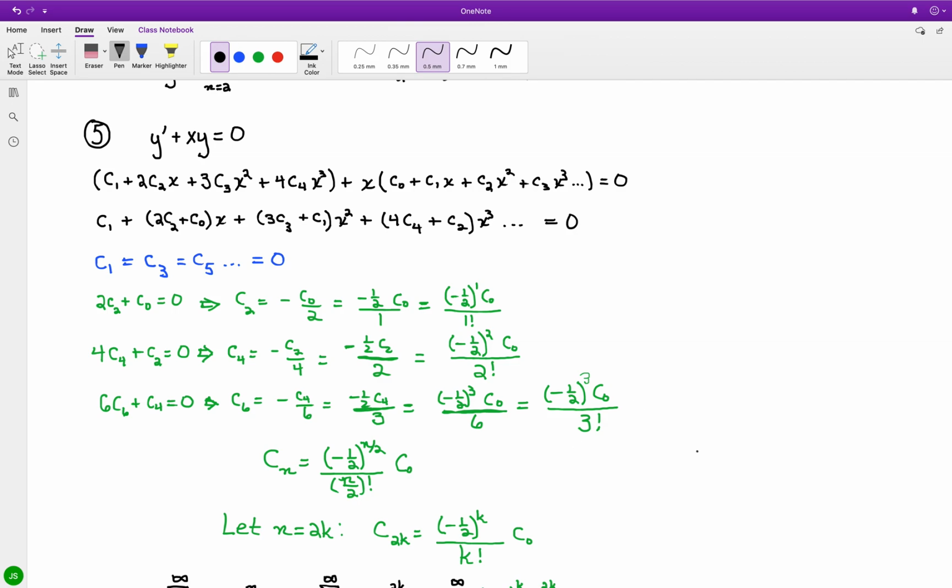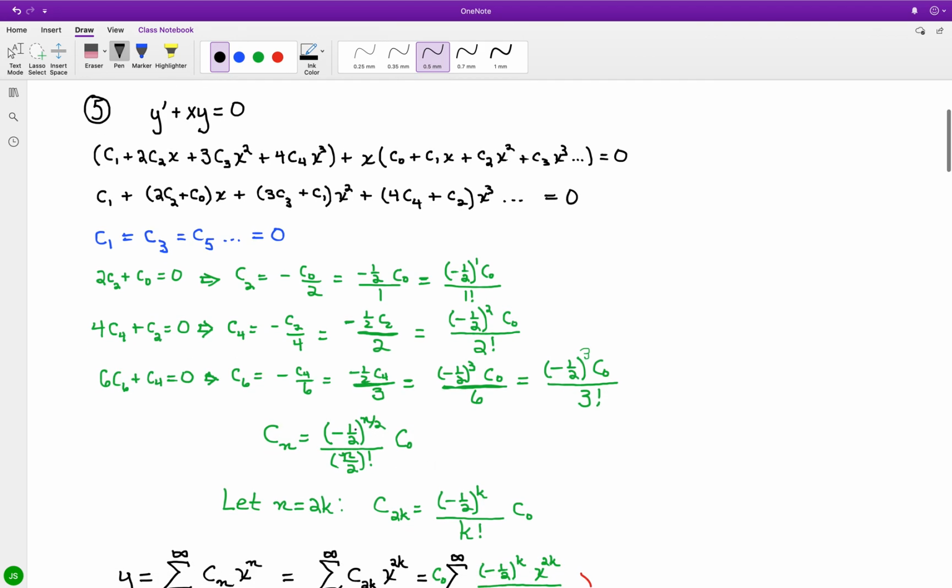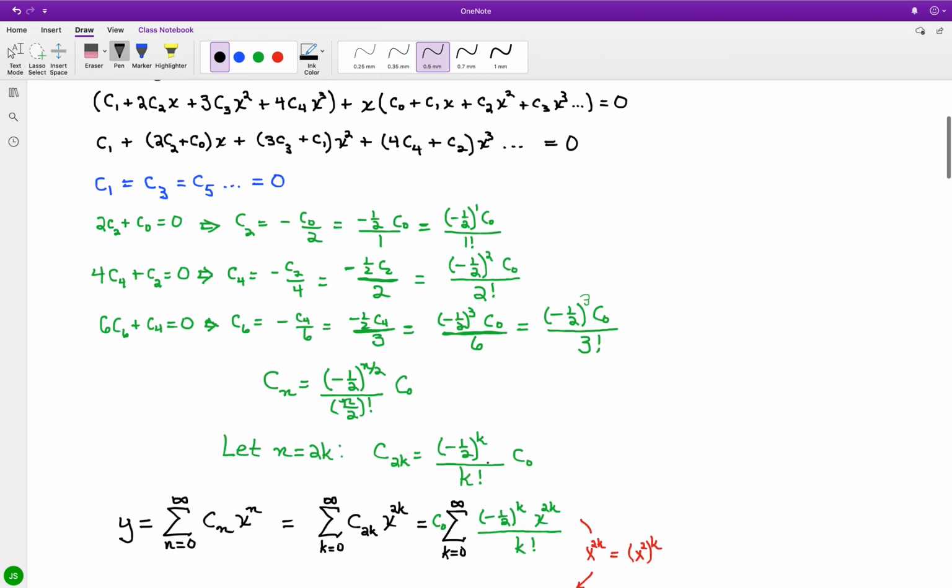So for c of n, this is equal to negative 1/2 raised to the 1/2 n power, divided by 1/2 of n factorial, times c naught. If I get rid of the fractions, so I can convert the n over 2 into an expression that has an integer coefficient, I can get rid of the 1/2 by multiplying by 2. If I project n on out to 2k, c of n becomes c of 2k, and that is equal to negative 1/2 to the k over k factorial c naught.